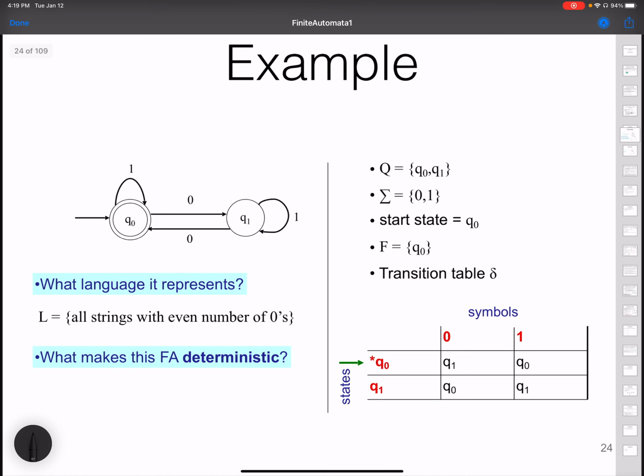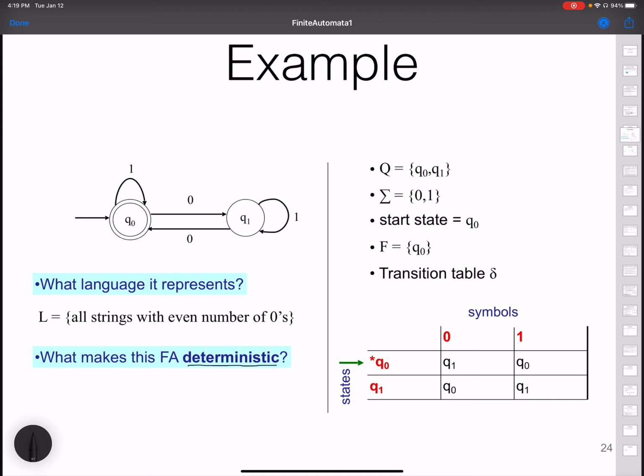Okay, so I have another question for you. Is this finite state deterministic? And if yes, why is it deterministic? Remember, I defined the definition of a deterministic finite state.